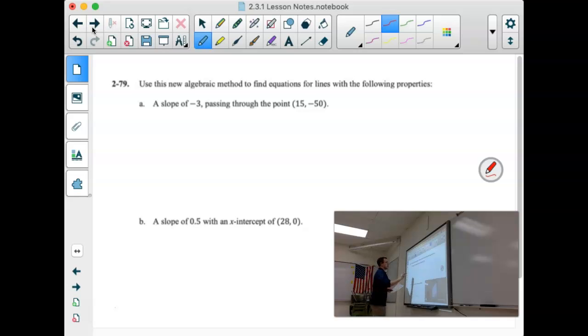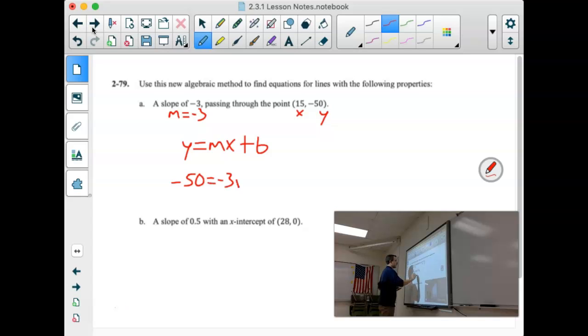So first thing, we have a slope of 3. We have a point of 15 and negative 50. So this is our m value. This is our x. And this is our y. Our equation for that line is y equals mx plus b. So let's plug in what we know, which is m, x, and y. So we have negative 50 is equal to negative 3 times 15 plus our intercept.